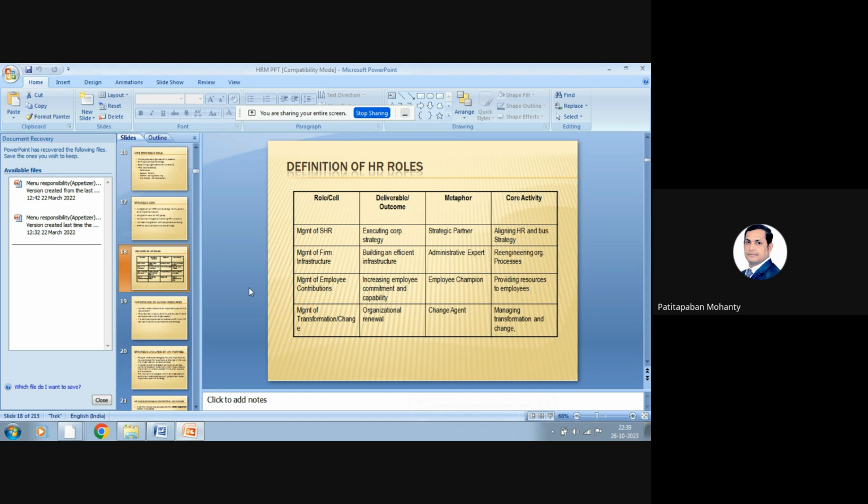And what is the change? The change is that you become an administrative expert. That means it gains administrative knowledge or administrative skills. Okay, what is the core activity? What is actually the central part or the central function? Re-engineering the organization process. What is re-engineering?